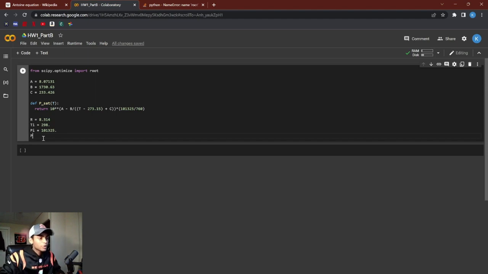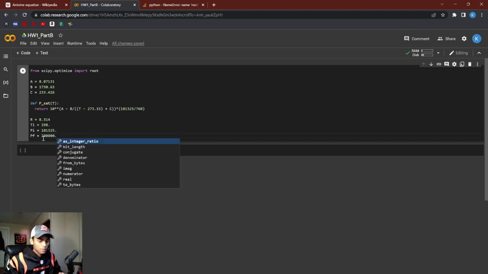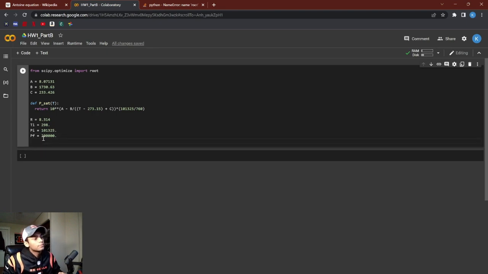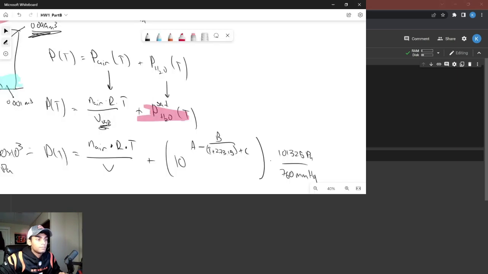While we're here on pressure, we can put in the final desired pressure, which is going to be 200,000 dot. And now, what else do we need? Let's see. We got our R. Our T is going to be defined.